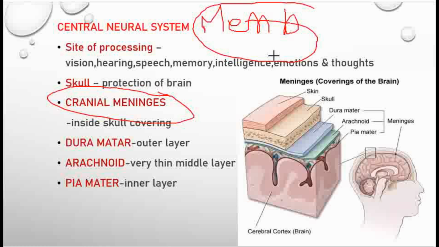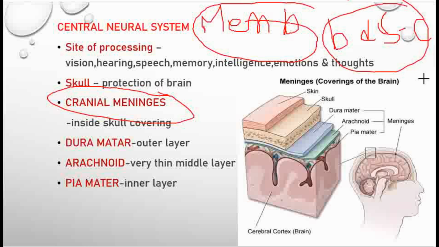The brain மட்டும் இல்லை, it also covers the spinal cord. ஸோ spinal cord இது கவர் பண்ணும். இந்த cranial meninges வந்து it has 3 layers. So inside the skull we have 3 layers. What are the layers? Dura mater, arachnoid and pia mater.